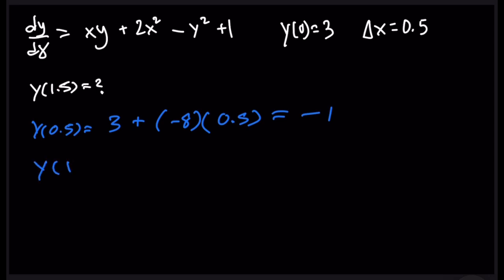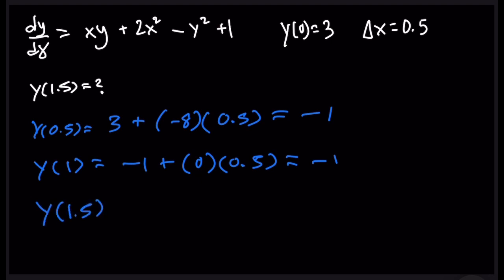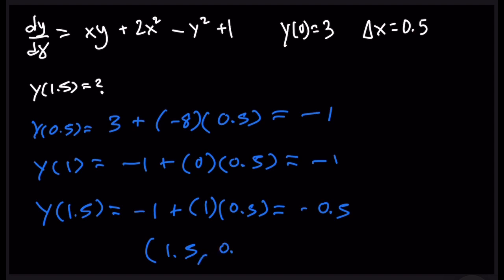So then y of 1 is going to be negative 1 plus, we plug in 0.5 and negative 1 there, and we actually get negative 0.5 plus 0.5. Actually, yeah, this is just 0. And then times 0.5, and this will just get you to negative 1 once again. And then finally, y of 1.5 is going to be negative 1 plus, I believe this computes to 1 times 0.5, which will get you to negative 0.5, and your final answer is 1.5 comma negative 0.5.